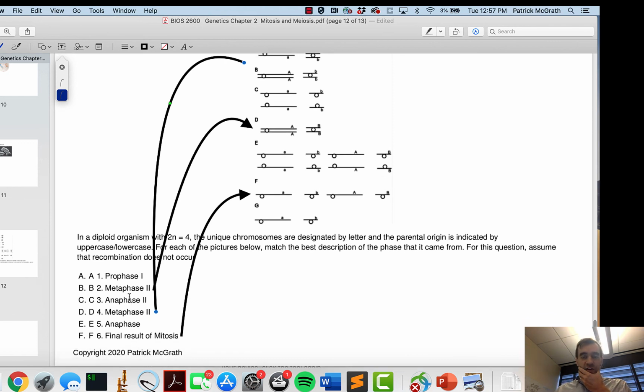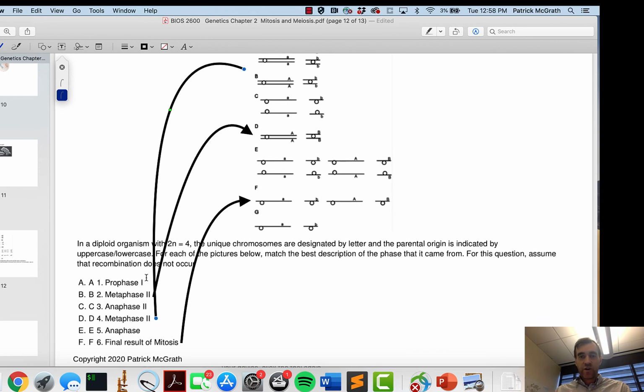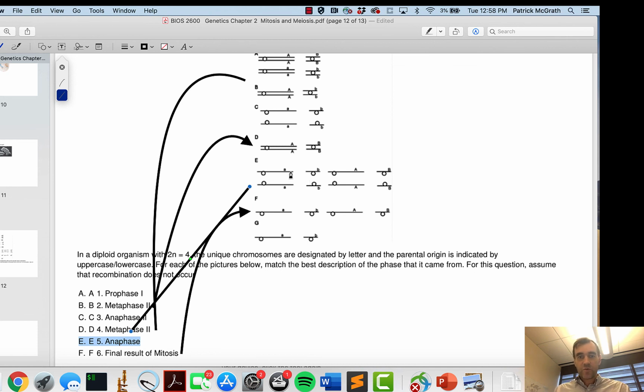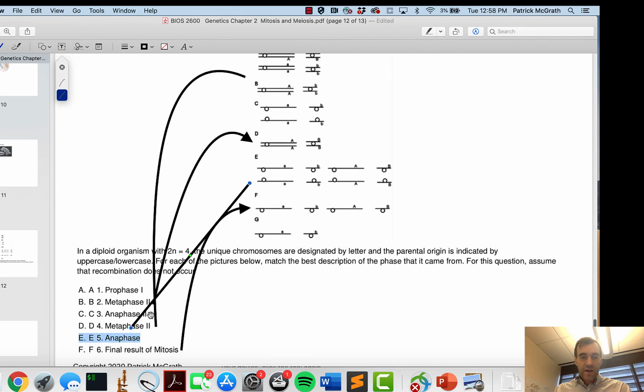We see that there's two different anaphases. Anaphase is active, so this is when separation has occurred. We expect to see separation between sister chromatids. For this one, I would match it with E. The reason I would match it with E is because of the chromosome content. We have two copies of A, two copies of B, both homologous chromosomes, and they're starting to separate from each other.